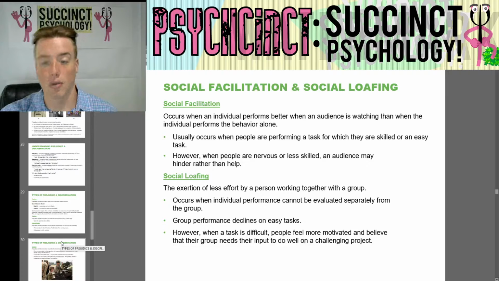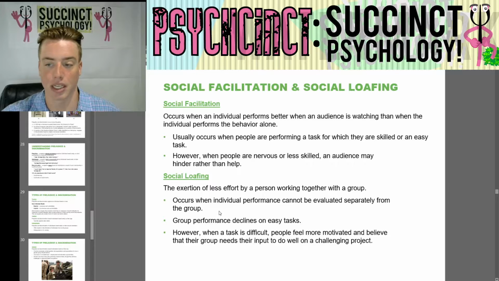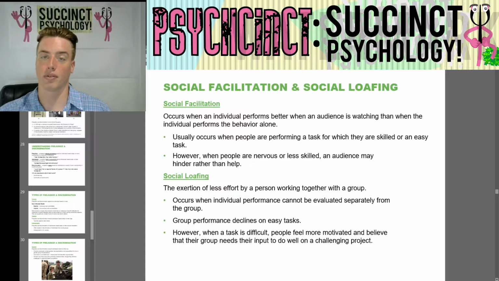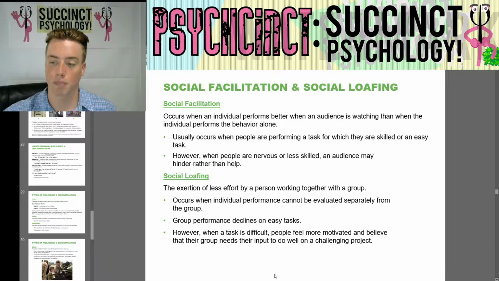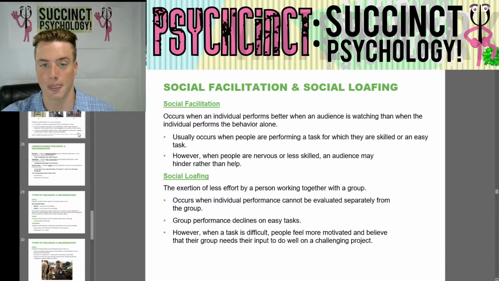Next, we have social loafing, which is the exertion of less effort by a person working together with a group. It occurs when individual performance cannot be evaluated separately from the group. Group performance declines on easy tasks. However, when a task is difficult, people feel more motivated and believe that their group needs their input to do well on a challenging project.